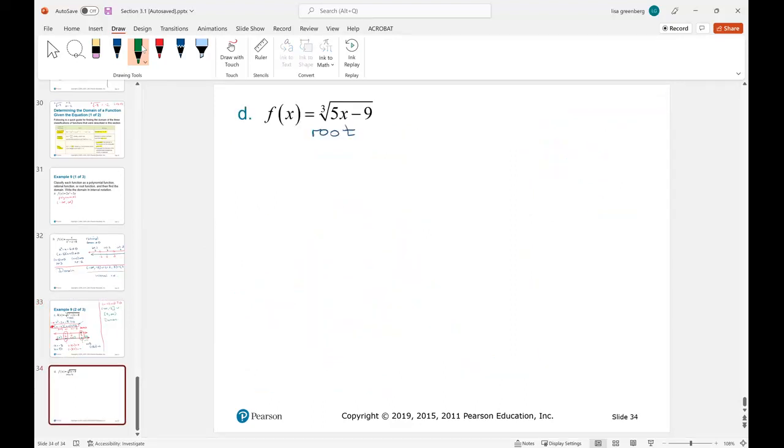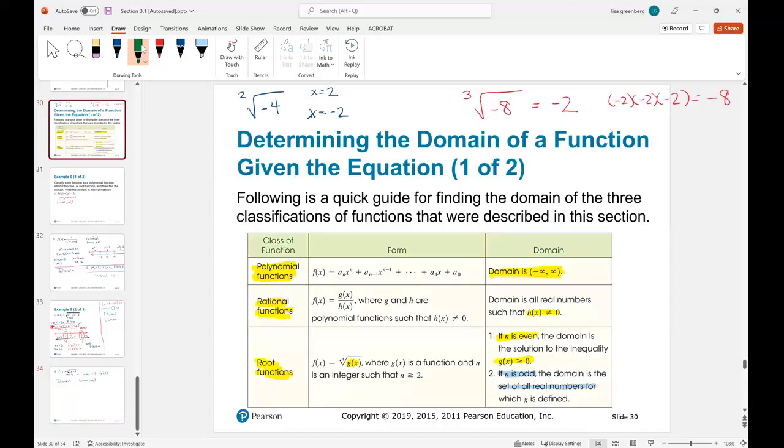Now this one, again, we know it's a root function, but now the index equals 3, which is odd. And what did we say about odd radicals? The domain is all real numbers. Because it could be a positive number, it could be a negative number, or it could be 0, like I showed you here. When I have an odd root, I can have a negative value.